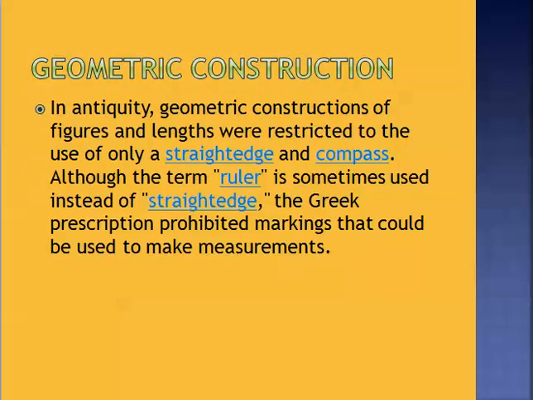In antiquity, geometric constructions of figures and lengths were restricted to the use of only a straight edge and compass, although the term ruler is sometimes used instead of straight edge. The Greek prescription prohibited markings that could be used to make measurements. But today, of course, we will use rulers a lot, and it is not prohibited. So you can use either a straight edge or a ruler to create your geometric construction.